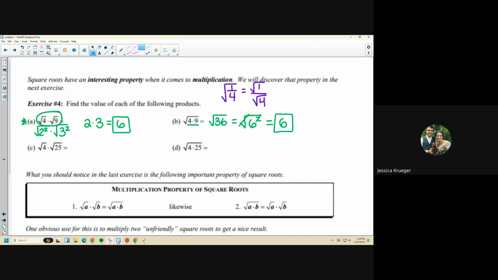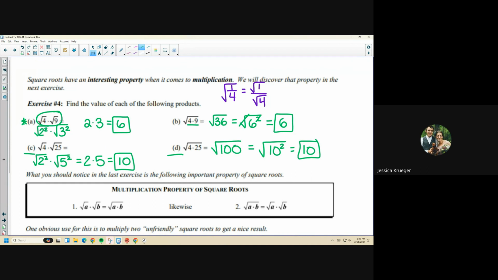Let's just try one more to make sure that this really works. So instead of square root of 4, I'm going to write it as square root of 2 squared times square root of 5 squared. Square root of 2 squared is 2. Square root of 5 squared is 5. And I end up with 10 as my answer. What if I do my multiplication first, though? 4 times 25 is 100. This becomes the square root of 10 squared, and that is just 10. So once again, I can see with C and D that it doesn't matter if I do the square roots first or the multiplication first.